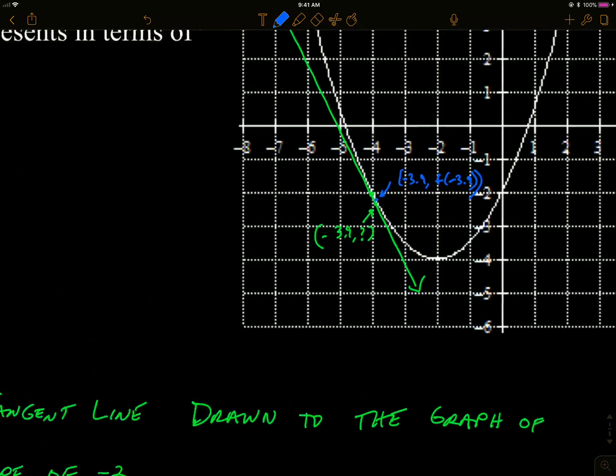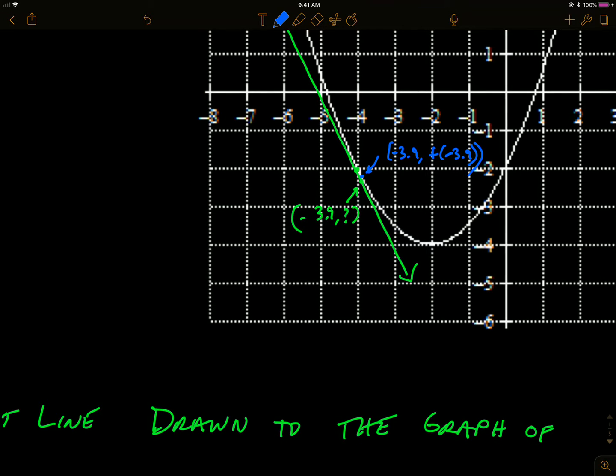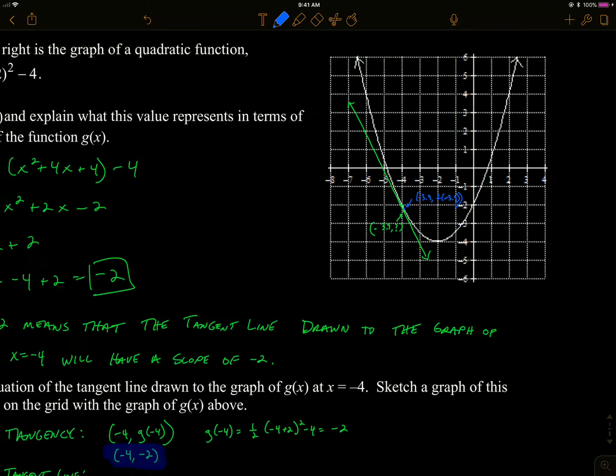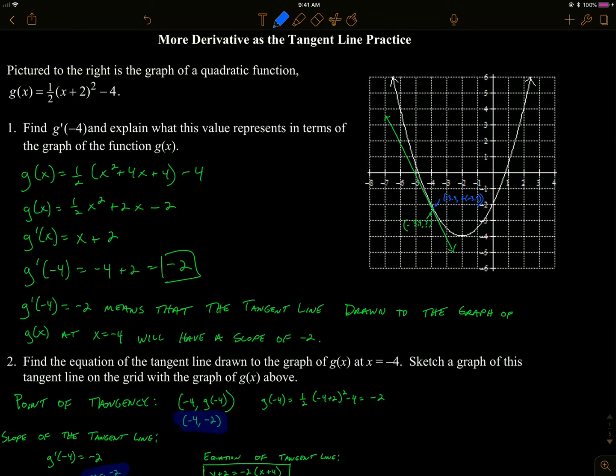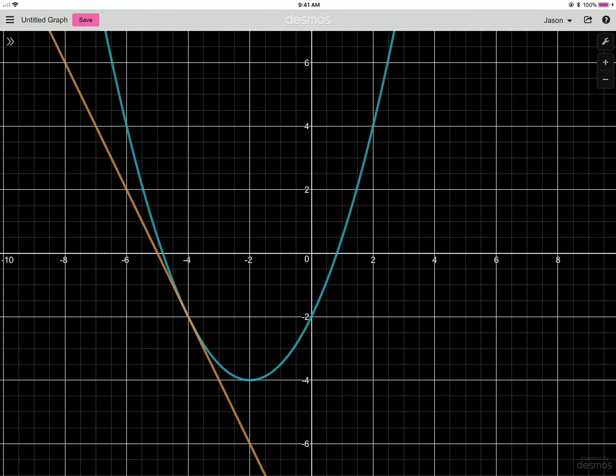So you can see that what we can do is we can use the tangent line as an approximation for the curve. That's one of our first applications we're going to use it for. So I think it's important to take a look at that on Desmos. So if we look at this in Desmos, we have our curve here and then the tangent line, the equation that we came up with. So I have both graphed. You can see that they're tangent at -4, -2.